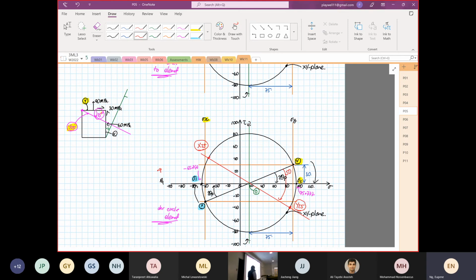A common mistake students make is they rotate from the horizontal axis. I repeat again, a lot of times students get it wrong is they rotate from where? The horizontal axis. Wrong. You rotate from point what? Point Y. Are we clear?